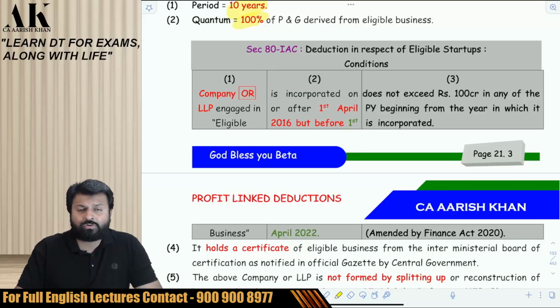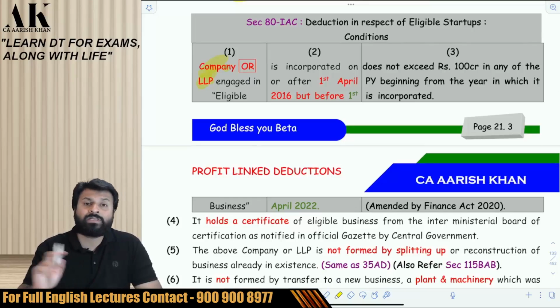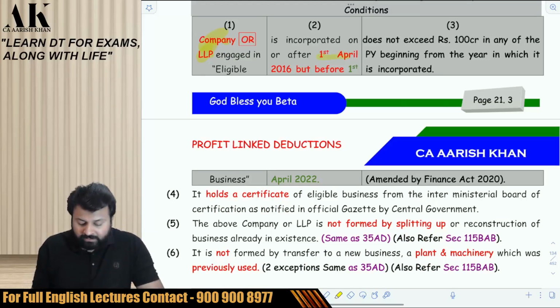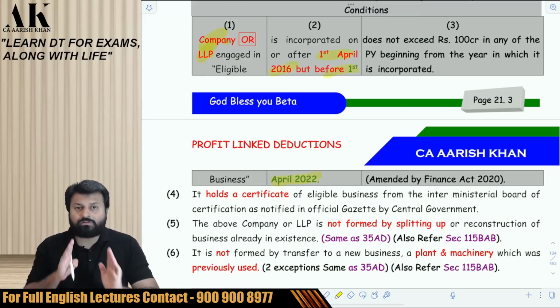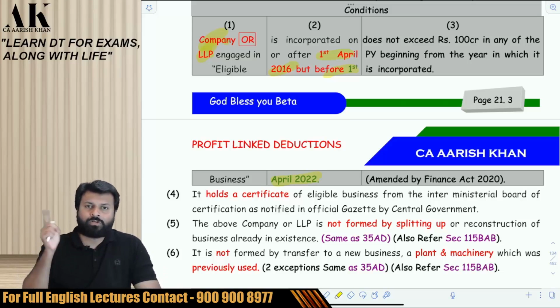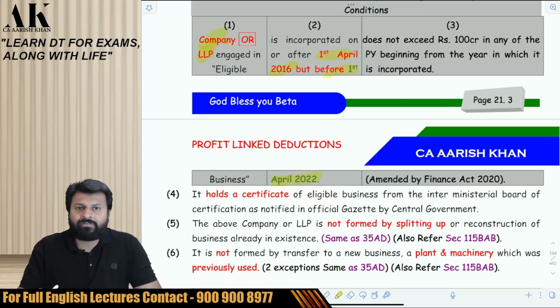So now to whom is this section available? First of all, this section is only available to company or LLP, not to other assessees. Secondly, your company or LLP should be incorporated between 1st April 2016 to 1st April 2022. This is extended by Finance Act 2021. Earlier, it was 1st April 2021. It is extended by 1 year by Finance Act 2021 to 1st April 2022.